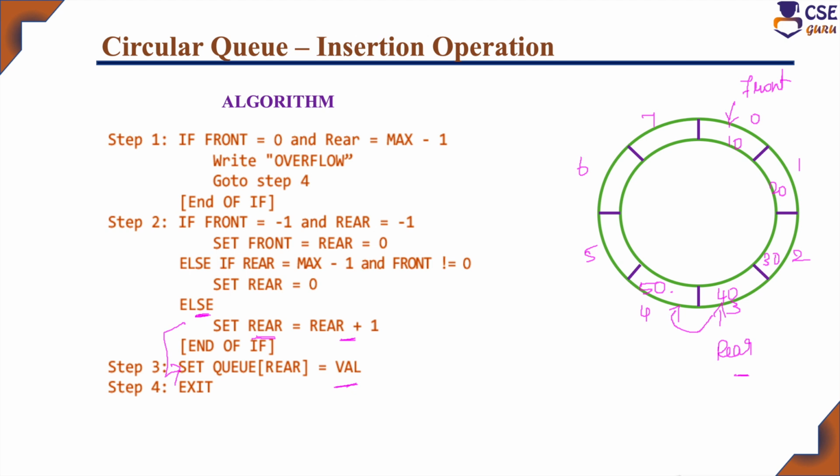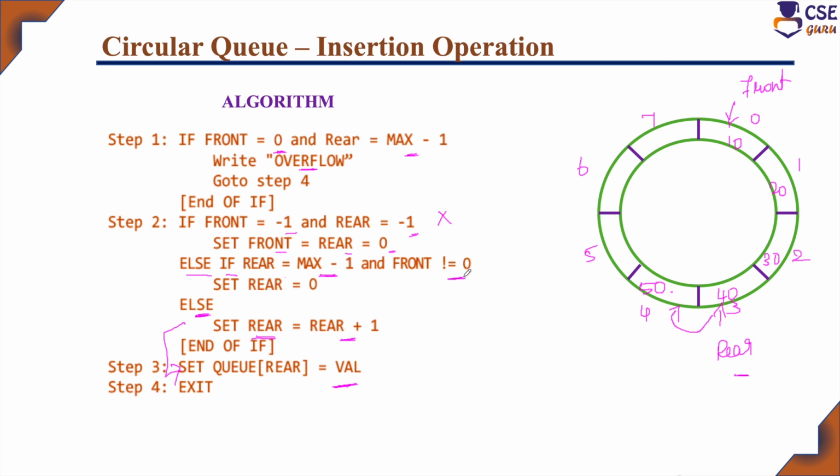That's it. So here are 4 conditions. First, you have to check whether the circular queue is overflow or not. If front is 0 and rear is max minus 1, the circular queue is overflow. You cannot perform a new insertion. Suppose front and rear are pointing to -1, the circular queue is empty. What is the element you are going to insert? That is the first element. So set front and rear pointer to the 0th position and place the element. Suppose this condition is false, else if rear is equal to max minus 1 and front is not equal to 0.